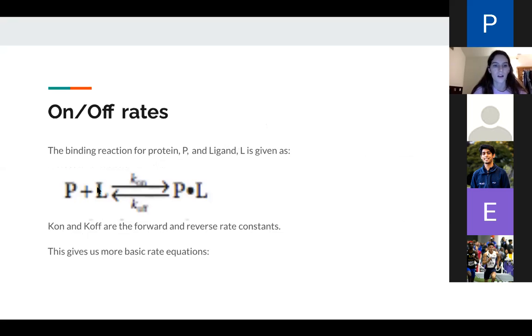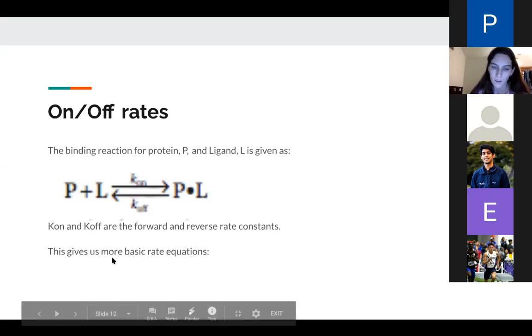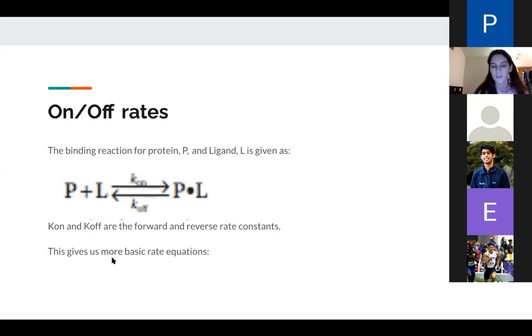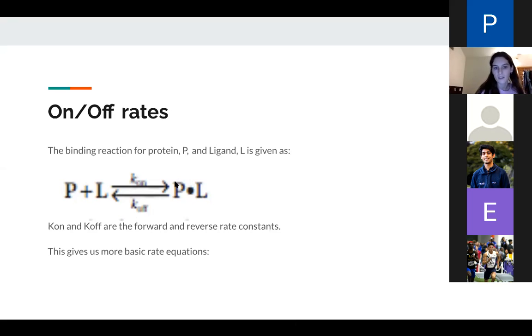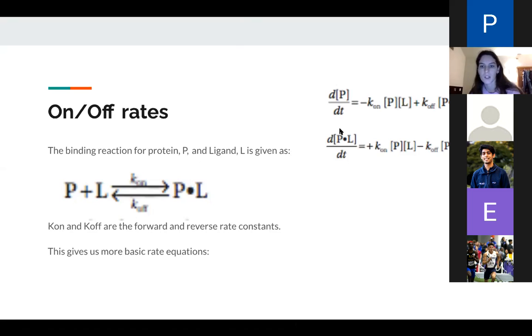And so the binding reaction for the protein P and the ligand L is given as P plus L yields P·L complex. And so this is k_on on the top and this is k_off on the bottom. And so the k_on and k_off are the forward and reverse rate constants, just like the k_f and k_r. When you're talking about protein-ligand, k_on and k_off are the typically used terms. And so this gives us more basic rate equations. And you'll see these are pretty similar to the ones we got for the A and B reaction.